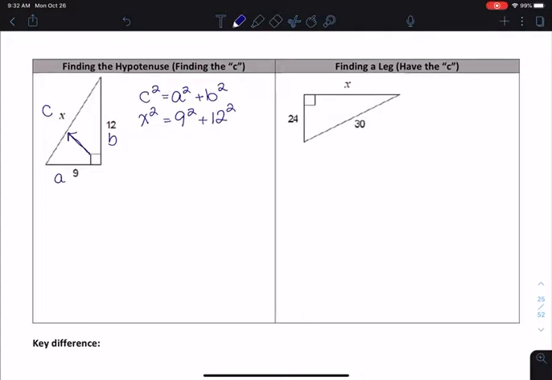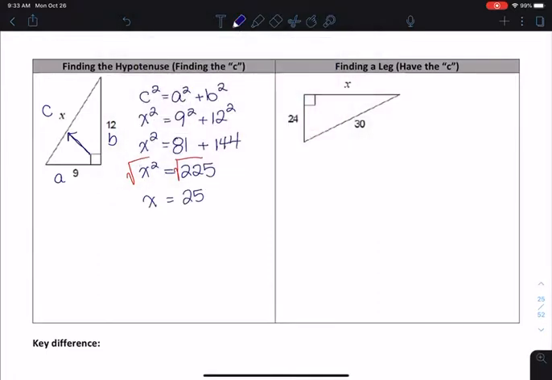And now I'm just going to evaluate all the squares that I can. X squared I can't do anything with. I'll just leave it squared. 9 squared is 81, plus 12 squared is 144. Add those together. So the X squared is all by itself, so I'm just adding 81 and 144 together. That gives me 225. And now I can solve for X. Take the square root of X squared, the square root of 225, and I get X is equal to 25.